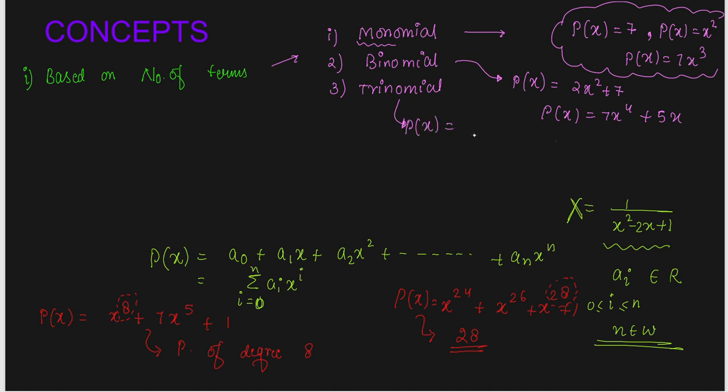Lastly, trinomials. Now I think this will be clear. This is nothing but a polynomial with three terms. For example, I'm writing x squared plus 2x plus 1, or x raised to 5 plus 4x raised to 3 plus x. This contains only three terms.